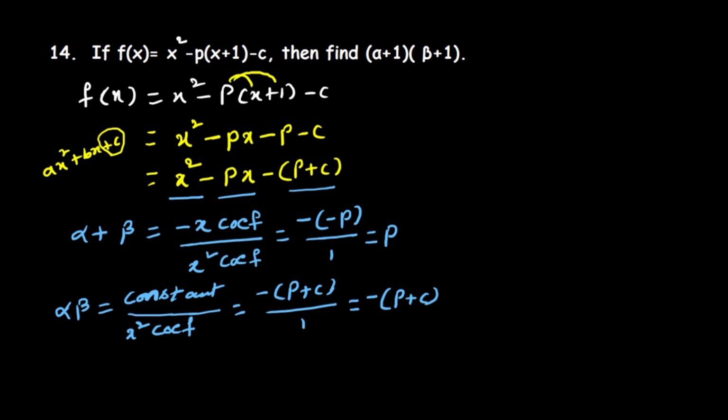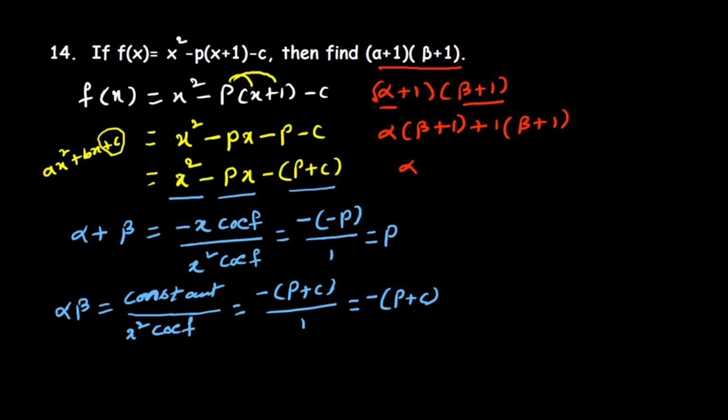So why did I write this? Just observe in the question, this is the question, right? So alpha plus 1 into beta plus 1, right? So we have to split it. That means how to write it: alpha into beta plus 1, plus 1 into beta plus 1, right? So what we get here: alpha into beta is alpha beta, alpha into 1 is alpha, 1 into beta is beta, plus 1 into 1 is 1.